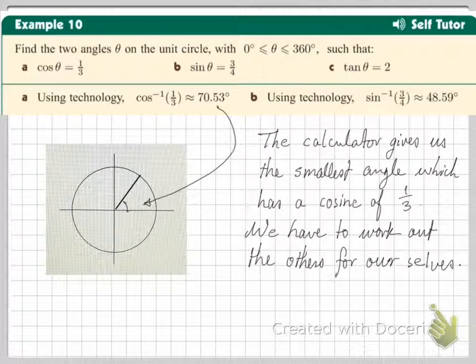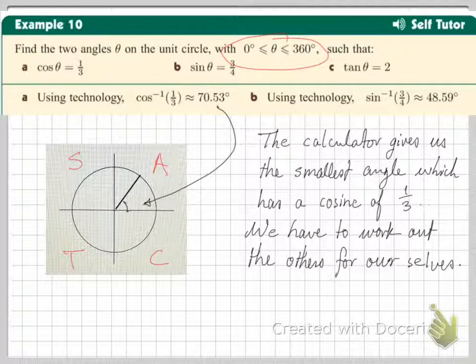Okay, we're looking at example 10. Find the two angles theta on the unit circle with a cosine of 1/3. Now, what the calculator will do is give you the smallest angle which has a cosine of 1/3, and we have to work out the others for ourselves. Okay, now the domain we're looking at is between 0 and 360 degrees.